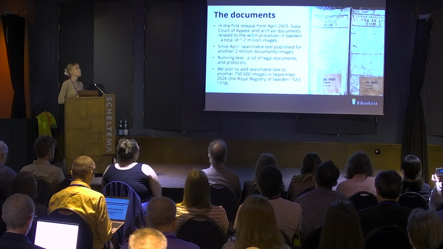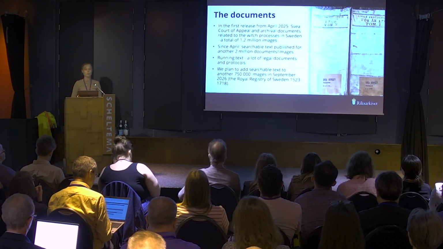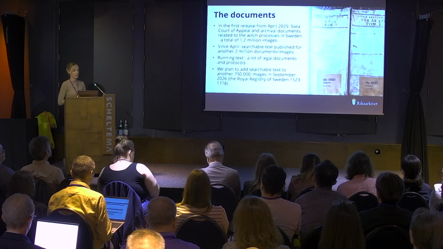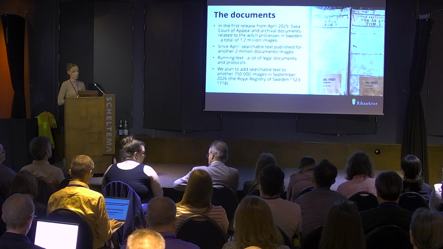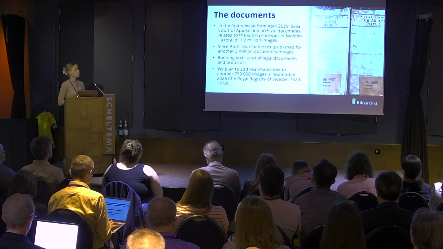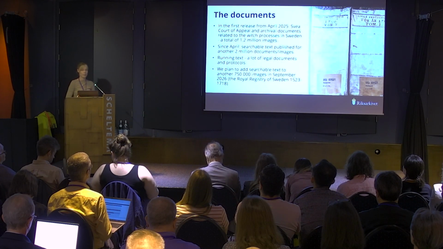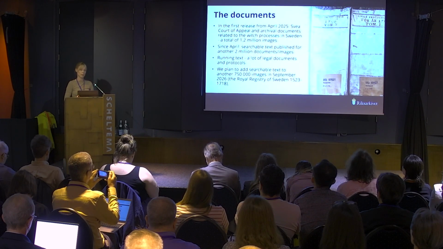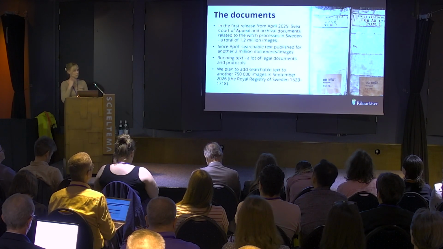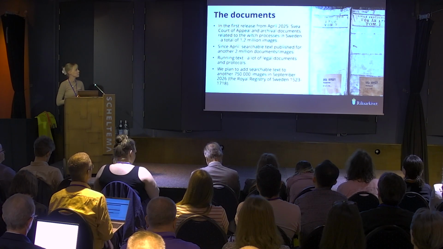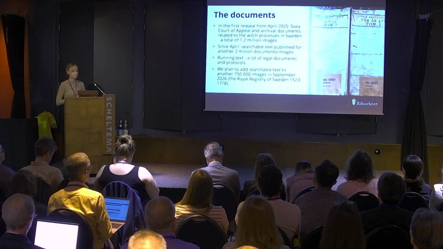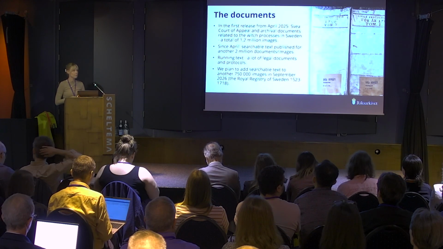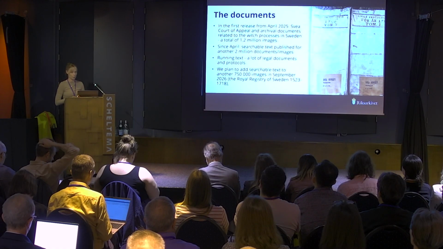So, as I said, in 2024, we started this project of making the archives more accessible with HTR. And the first release of searchable documents we made in April 2025, and that was mostly made up of documents from the Svea Court of Appeal, and also some archival documents related to the witch processes in Sweden. So this release was about 1.2 million images that were made searchable.